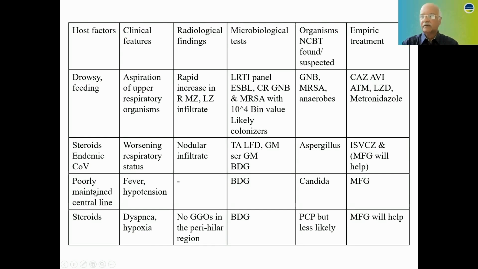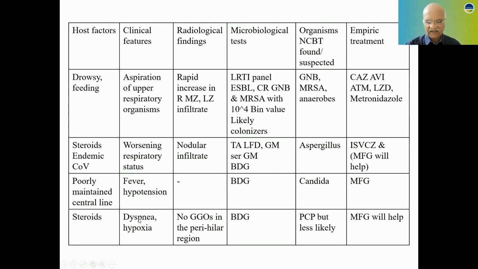Now, this patient had come from another hospital, so he had a very poorly maintained central line, and the patient also had fever, hypotension. So, was there some other cause like a bacteremia or fungemia which was giving him this fever and hypotension? So, that was the next question. And the BDG, which was very high in his serum, could indicate perhaps that there was candidemia, which could have come from the line which was poorly maintained, and therefore the micafungin could help in that situation.